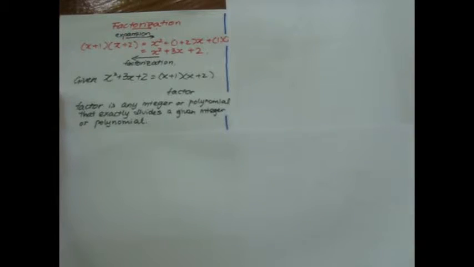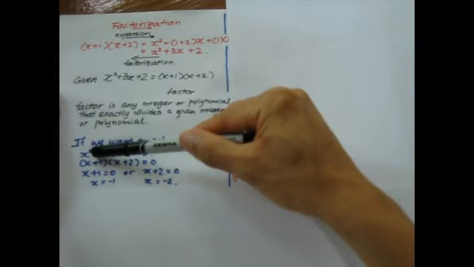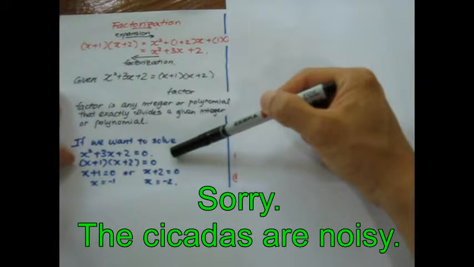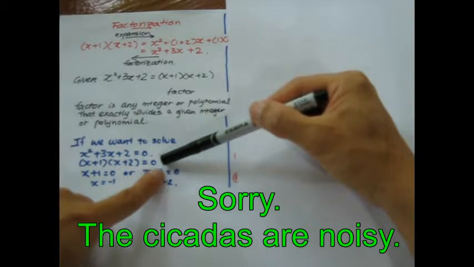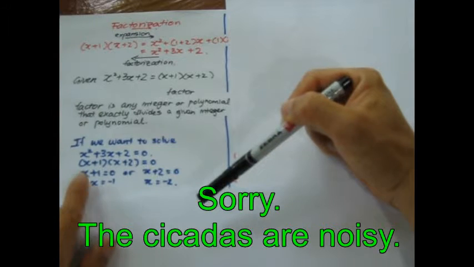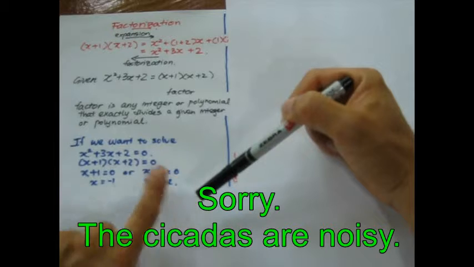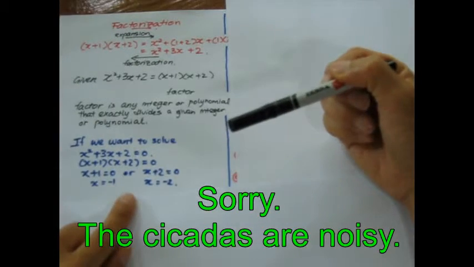So why is factorization important? Well, if you want to solve a quadratic equation like x squared plus 3x plus 2 equal to 0, then if we can factorize it, we can rewrite this as x plus 1 times x plus 2 equal to 0. The product of these is equal to 0, therefore, separately, each term must be equal to 0. So x plus 1 equal to 0 or x plus 2 equal to 0. So you have these two answers, x equal to -1 or x equal to -2.